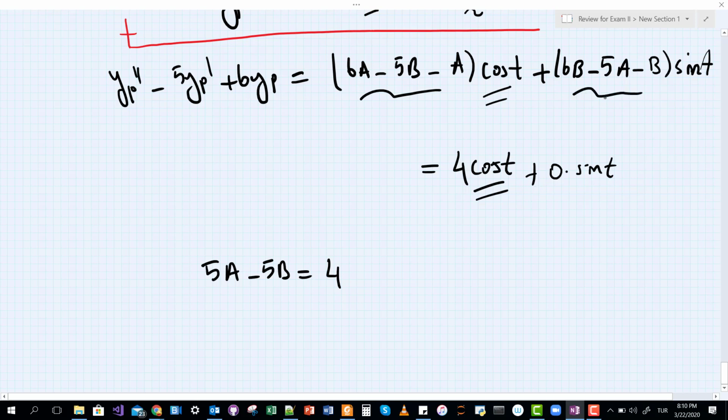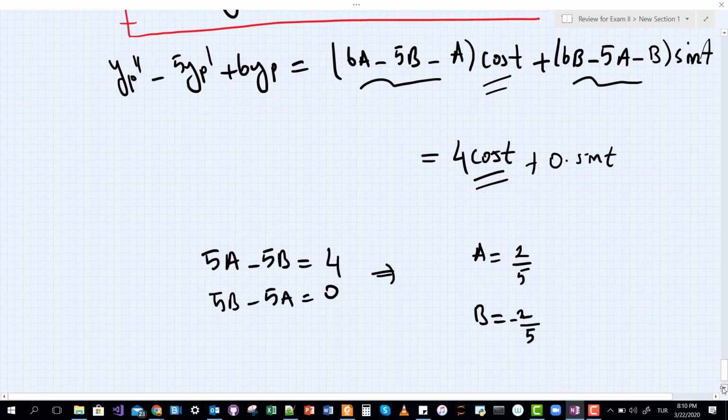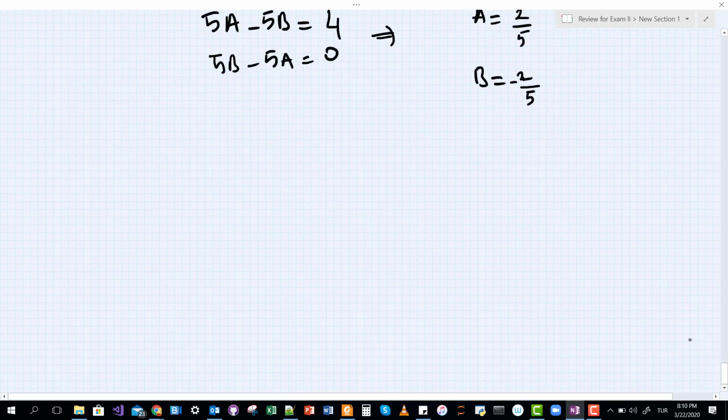And this part is going to be equal to 5b minus 5a, which is 0. So if you solve these, a is going to be equal to 2 over 5, and b is going to be equal to negative 2 over 5. I'm going to leave it to you to solve this linear system of equations.